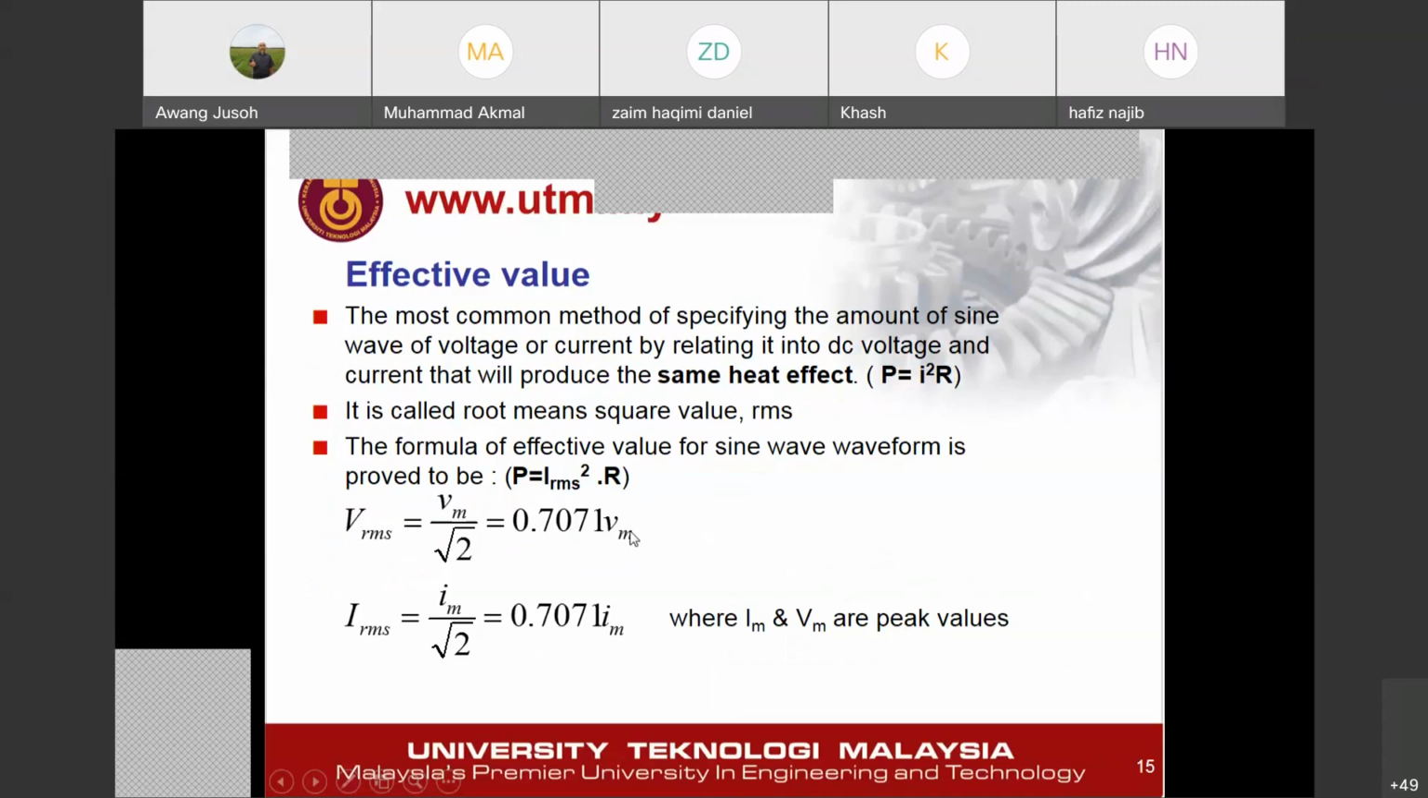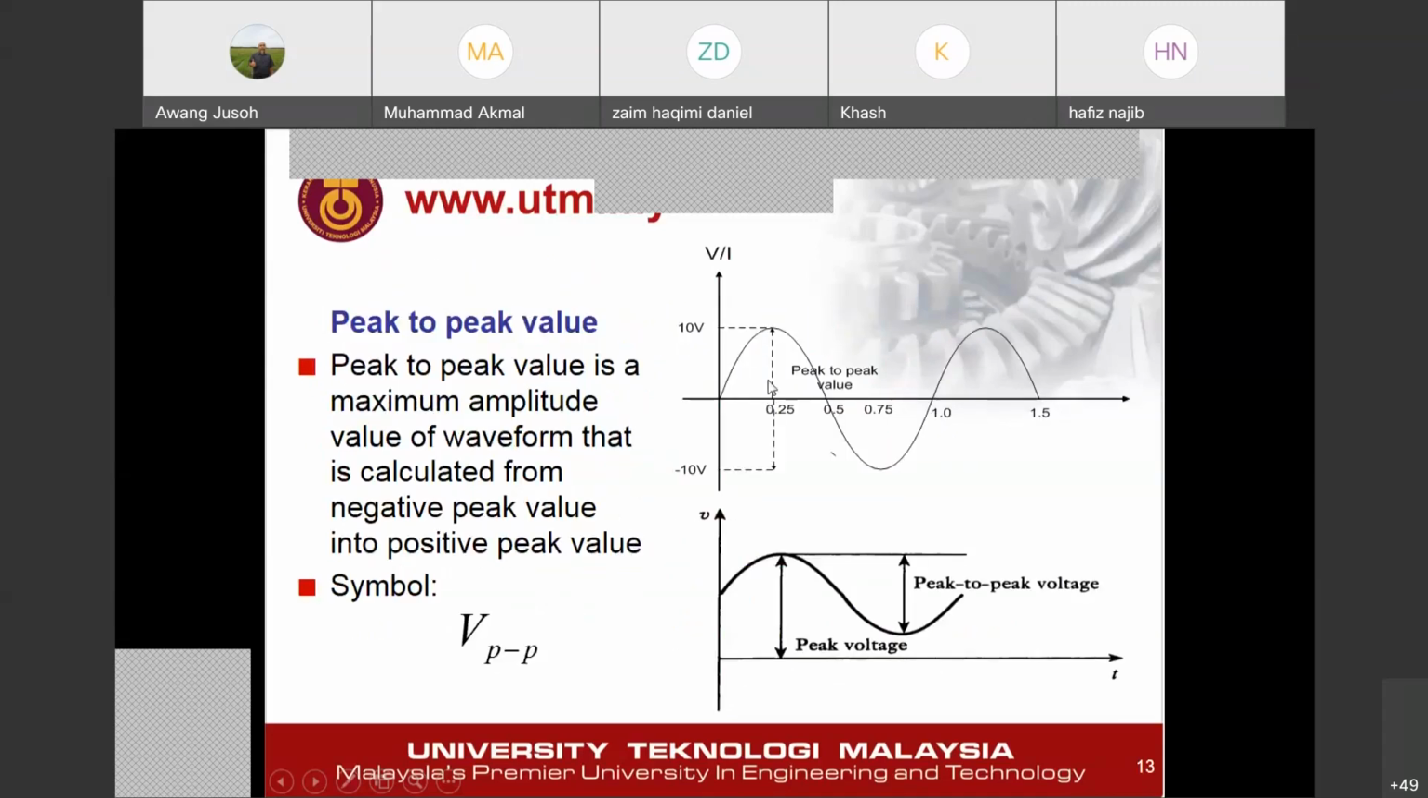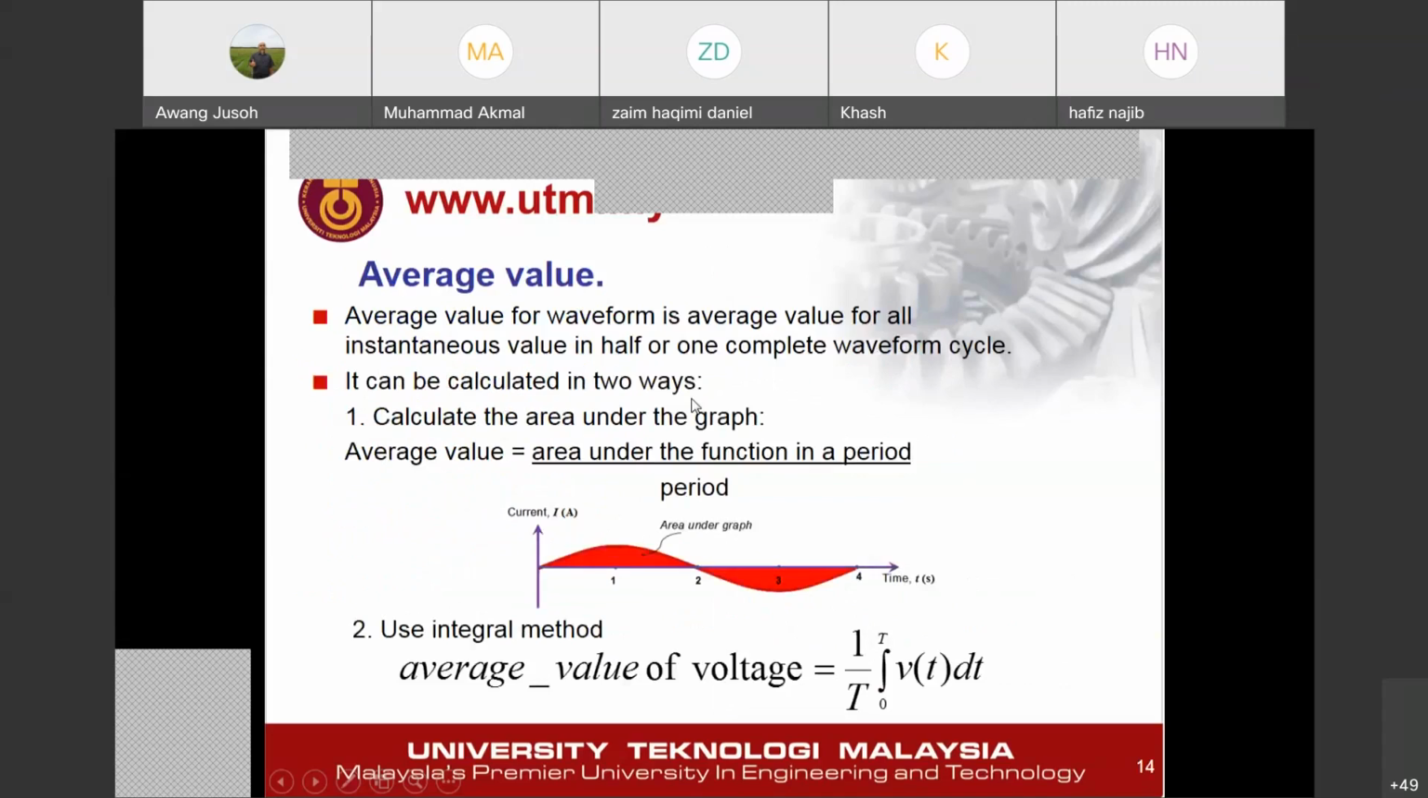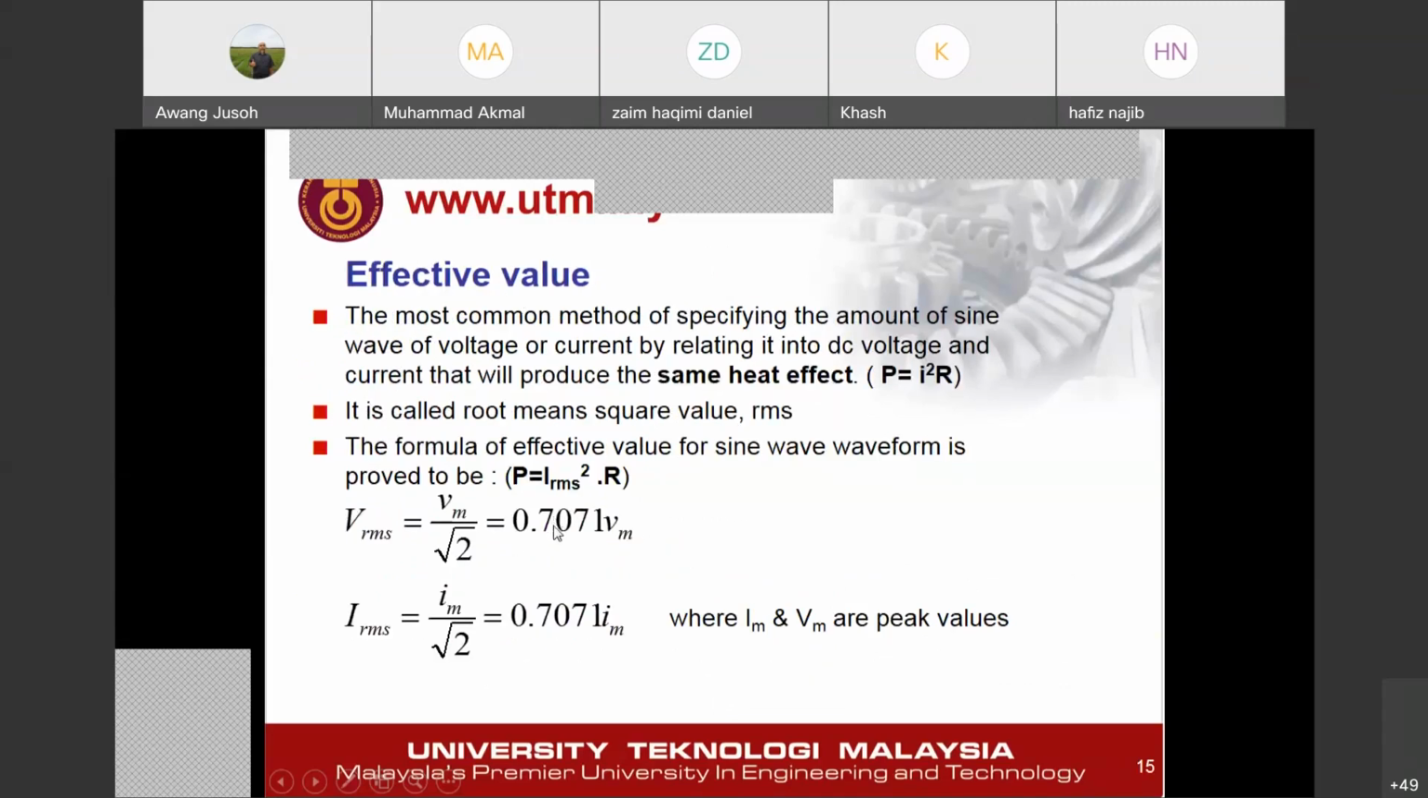We pick, just now this is the peak value. If you have a sine waveform, the peak value of this sine waveform divided by square root of 2 gives you the effective value of voltage. Okay, you know the voltage, you know the current, you can find the power easily. You can use V squared over R, or V RMS multiplied by I RMS, and you get the power.